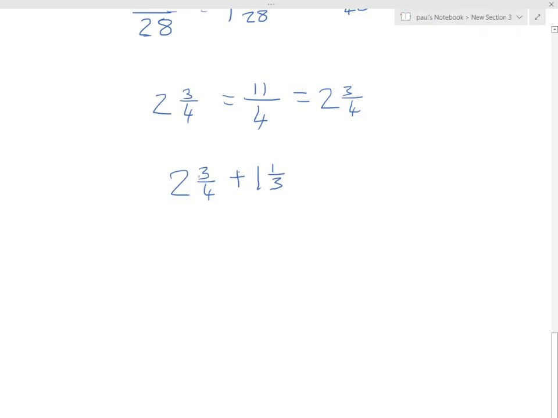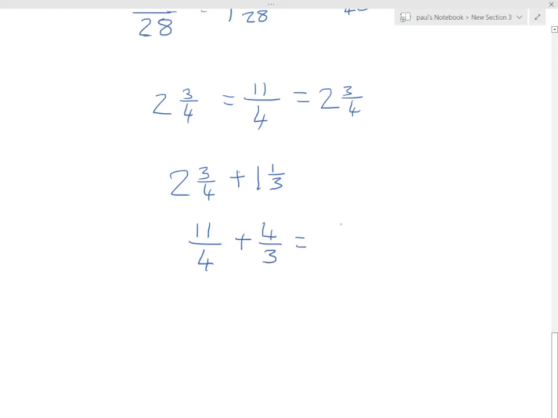So let's change this into top heavy. 4 2s are 8, plus 3 is 11 over 4. Yeah, good, did that just now. This one, 3 1s are 3, plus 1 is 4 over 3.